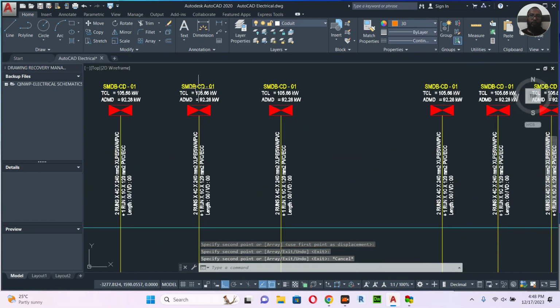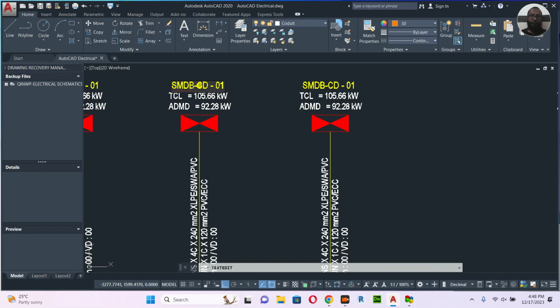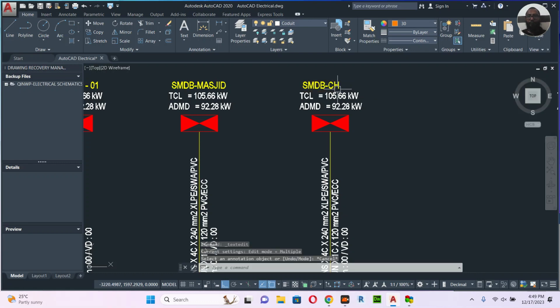So let's put DB masjid, SMDB masjid. So inside there will be a DB and SMDB clubhouse. So we will put CH. Okay.